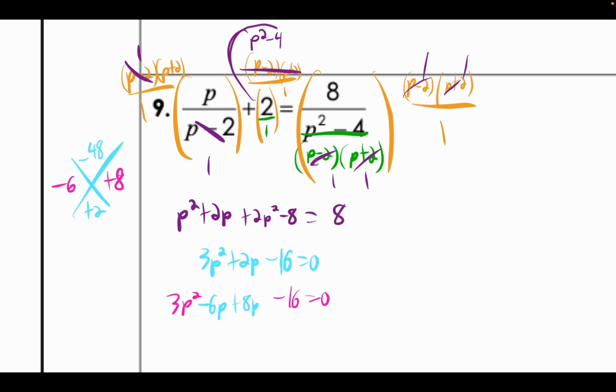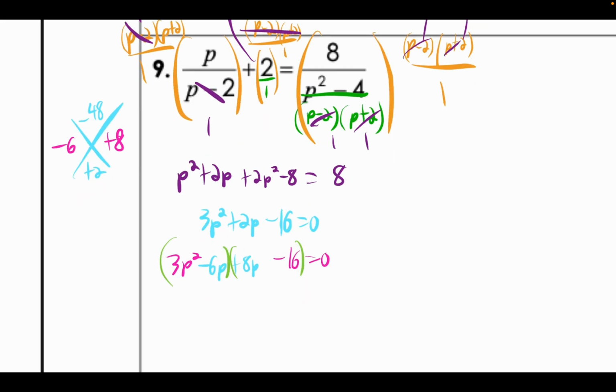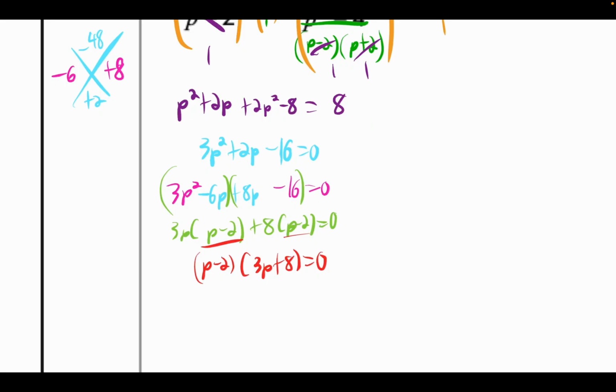Then I group the first two together and the last two together, and I look for GCFs. The first two, 3p, they have in common, and I'm left with p minus 2. The last two have an 8 in common, so I'm left with p minus 2. Those factors match, which is a good sign. Otherwise, something's wrong. So those p minus 2's become one of my factors, and the other factor is what's outside still, or the leftovers that we have to pack up and save for later. And that's 3p plus 8 equals 0. So I set each of these equal to 0.